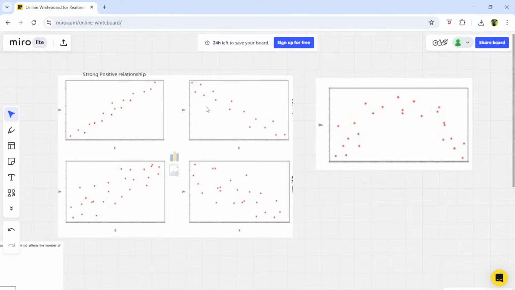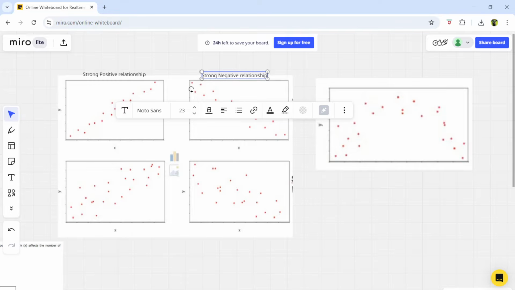Let's look at this one. Looking at this from the left, it goes down. Looking at this from the left, it goes down. So meaning that it is negative. From the left going down is negative, from the left going up is positive. So it is negative, but the points are still closer to each other. So we can say that it is strong, but it is negative. So it's going to be a strong negative linear relationship.